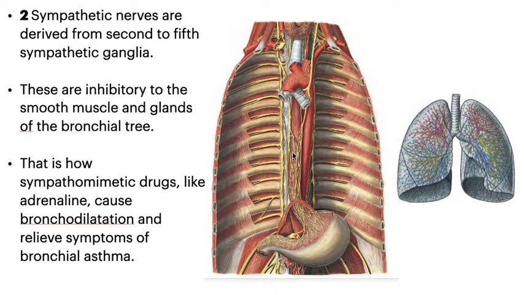Sympathetic nerves are derived from the second to fifth sympathetic ganglionic chain, as you can see over here. They are inhibitory to the smooth muscles and the glands of the bronchial tree, and that is how sympathomimetic drugs like adrenaline cause bronchodilation and relieve symptoms of bronchial asthma.